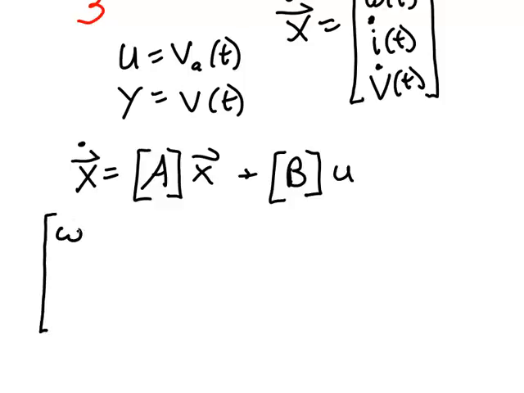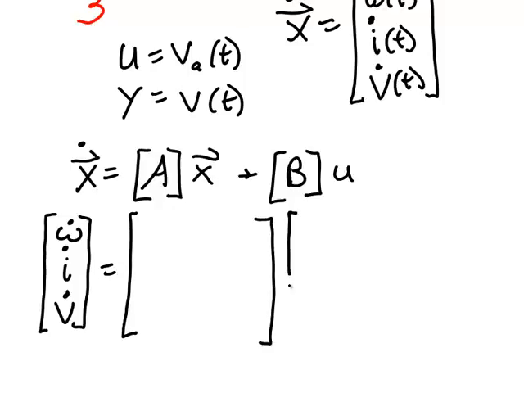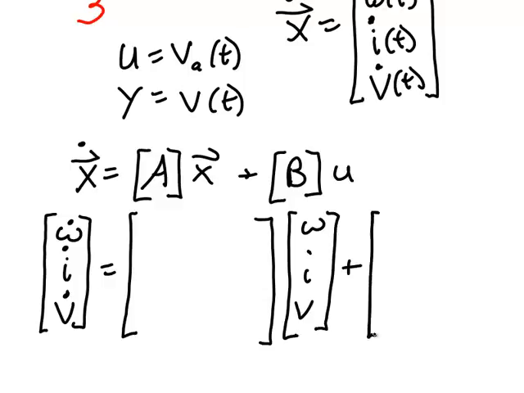So we have omega dot, current dot, and velocity dot. I'm going to drop the t's just to save a little bit of space here. This is equal to some matrix times my state vector, which will be omega, I, V, plus a column vector times U, which is VA of t. So our task is to fill in these matrices A and B.